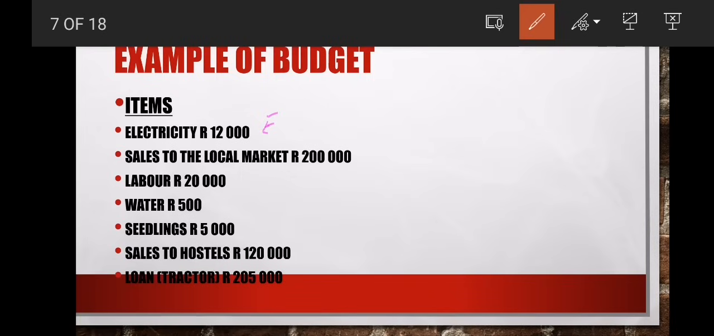They paid electricity rates. Sales to the local market. They went to the local market, they sold some of their products and they received money. So we can say, good people, it's what? It's income. Labor. They had to pay their employees. Expenditure. Water. They paid water rates, water bill. Expenses. They bought seedlings.